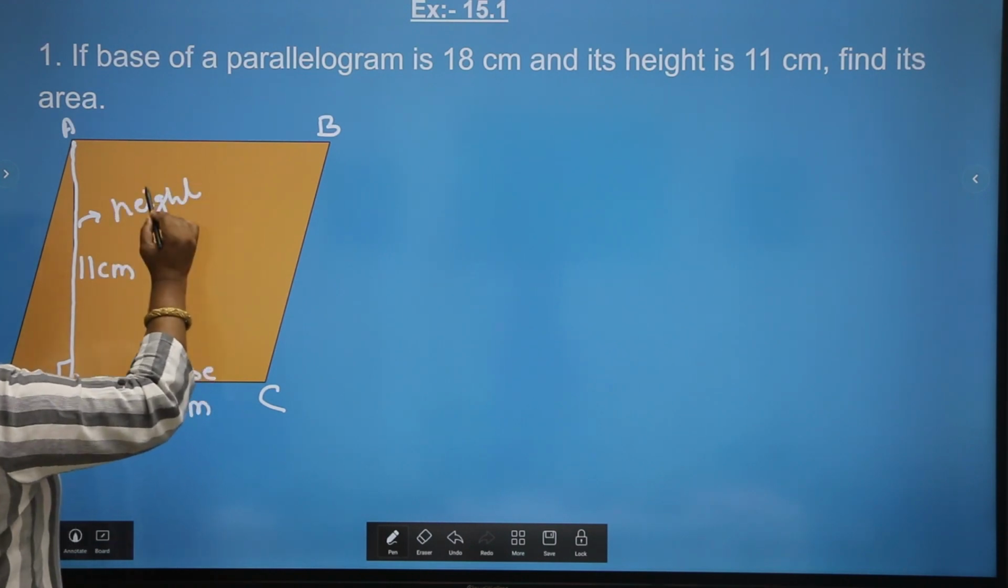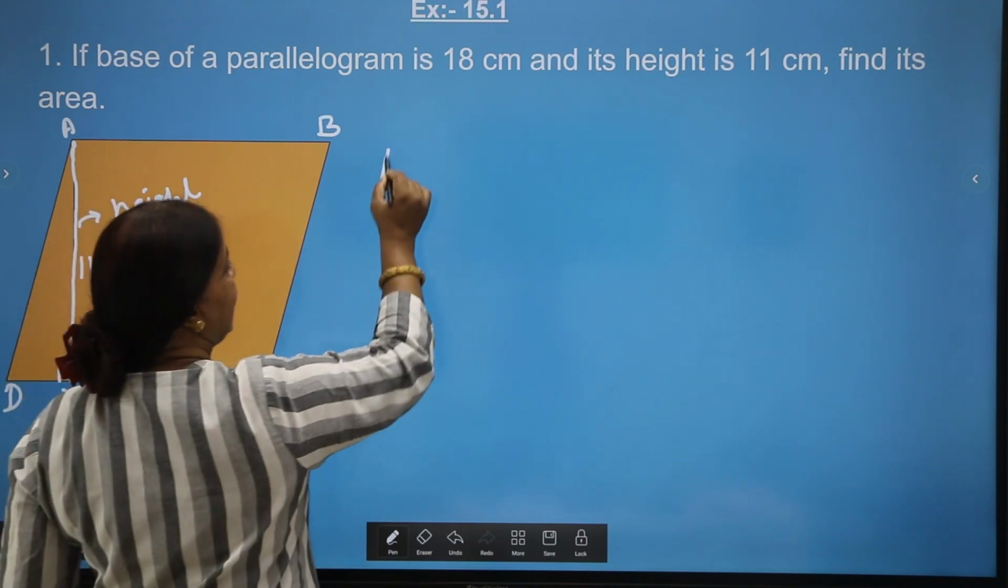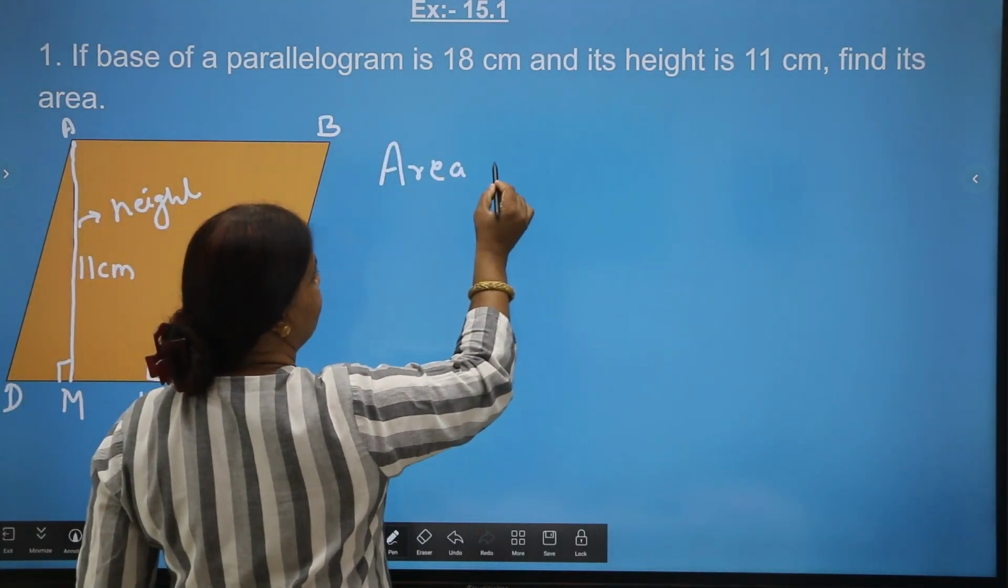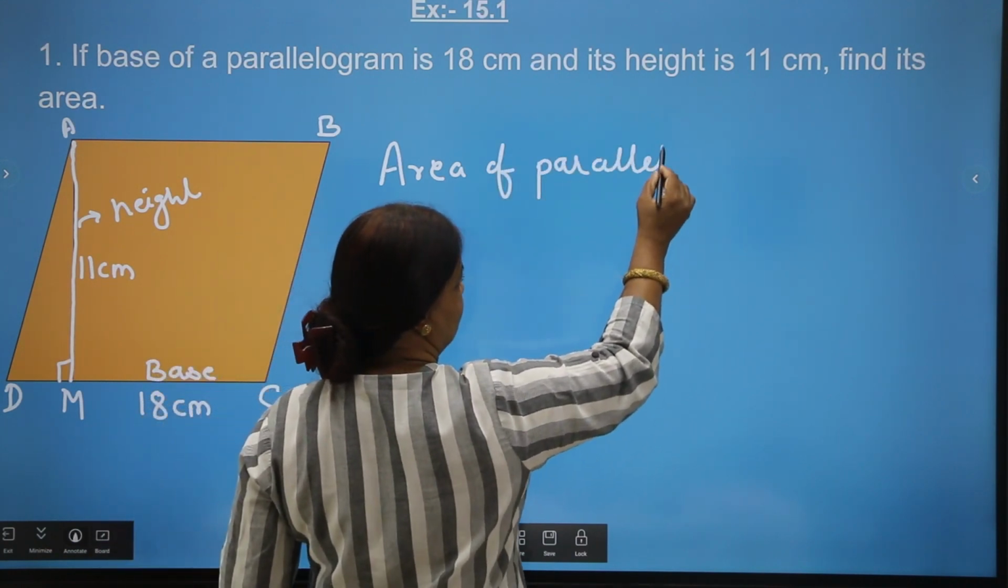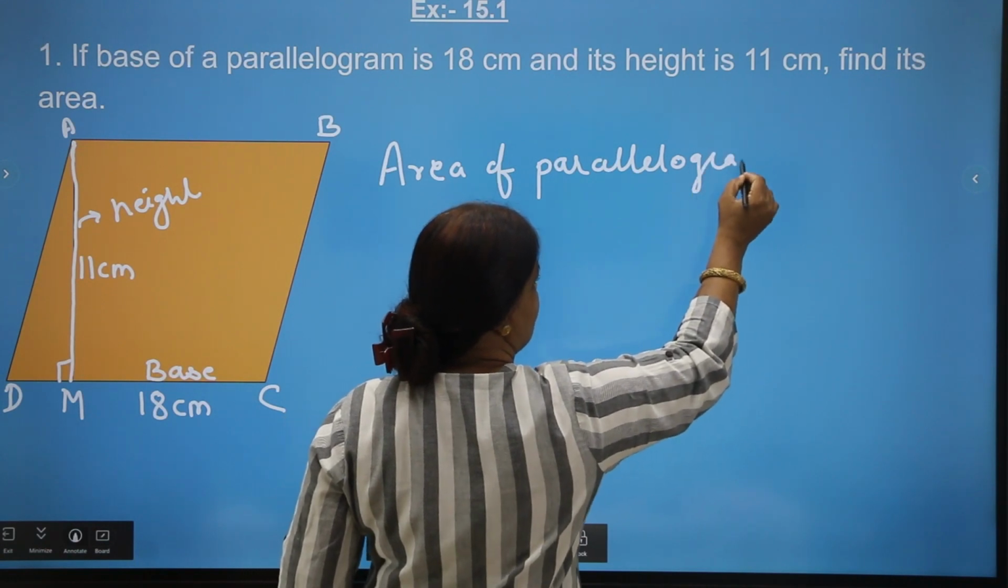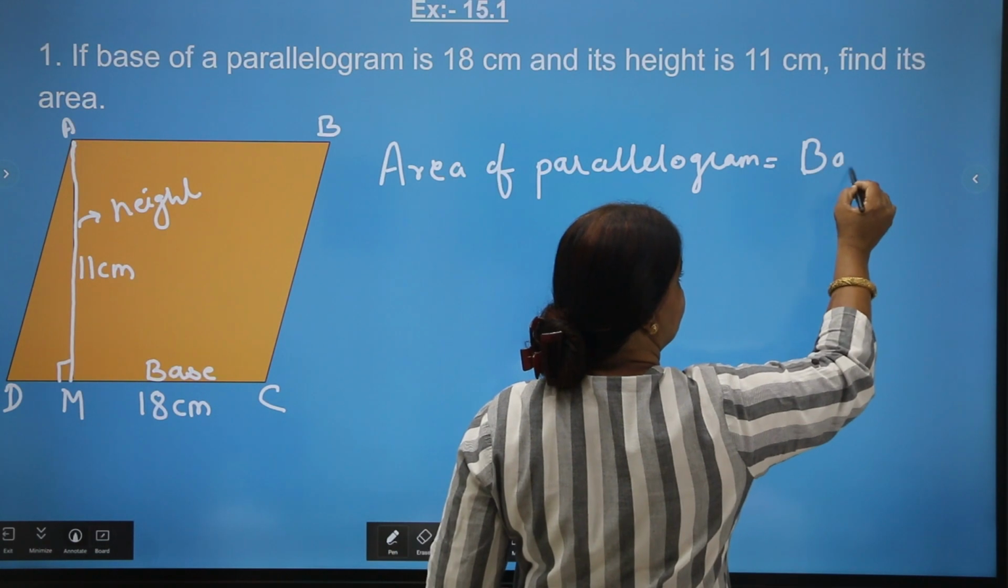Fine. The height is given 11, base is given 18, and we know area of parallelogram is equal to base into height, children.